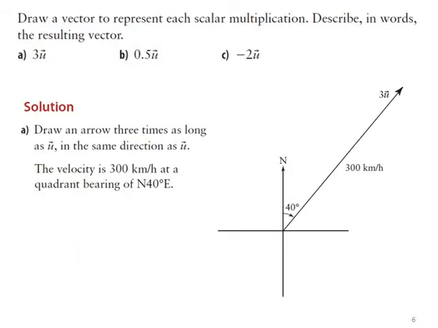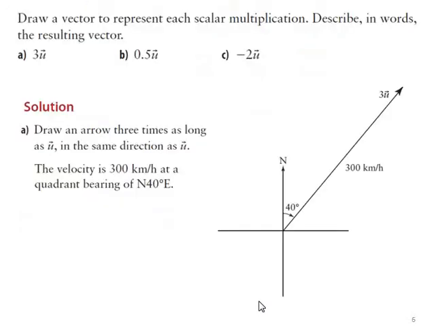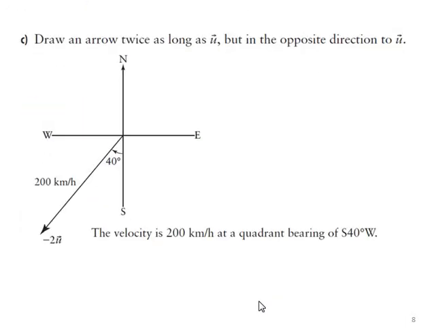Now for the last part of this example, we are dealing with negative 2u. For negative 2u, if I go back to the original vector, it is going to be 2 times 100, which is 200, but it is going to be in the opposite direction. Why? Because we are dealing with negative 2, a negative number. So the magnitude is going to be double, but the direction is going to be different. As you see here, we have this new vector in the opposite direction. Velocity is 200 kilometers per hour at a quadrant bearing of south 40 west.